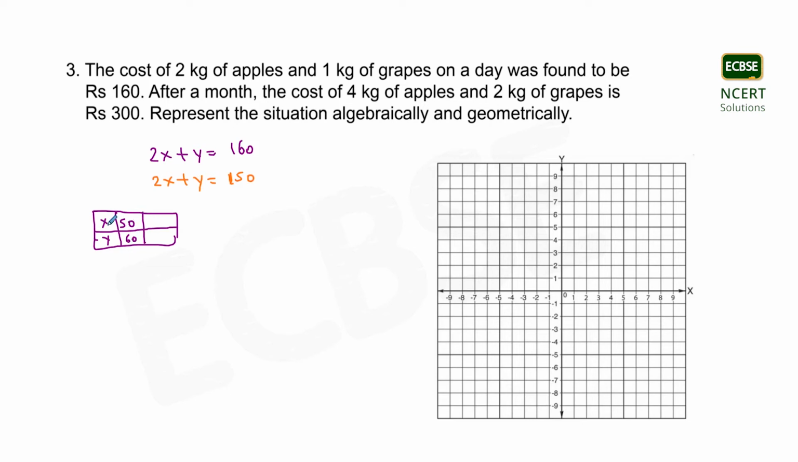Now again let the value of x. Suppose we have taken the value of x to be 70. So the value of y comes out to be 20 by putting the value of x in the first equation.